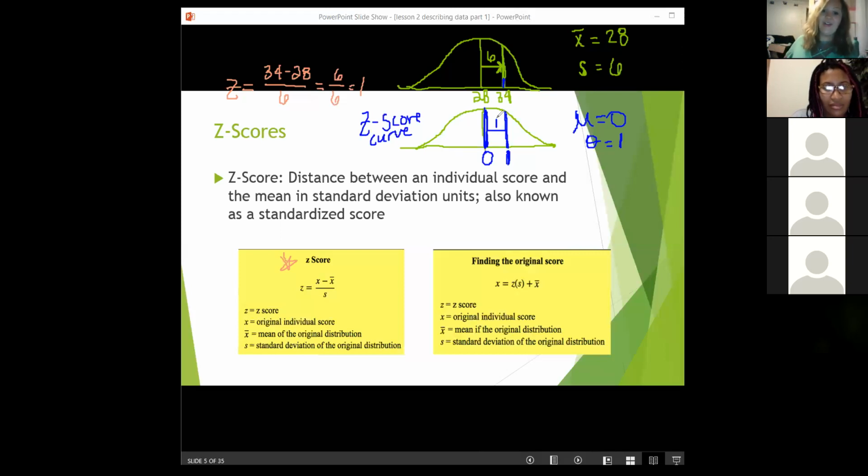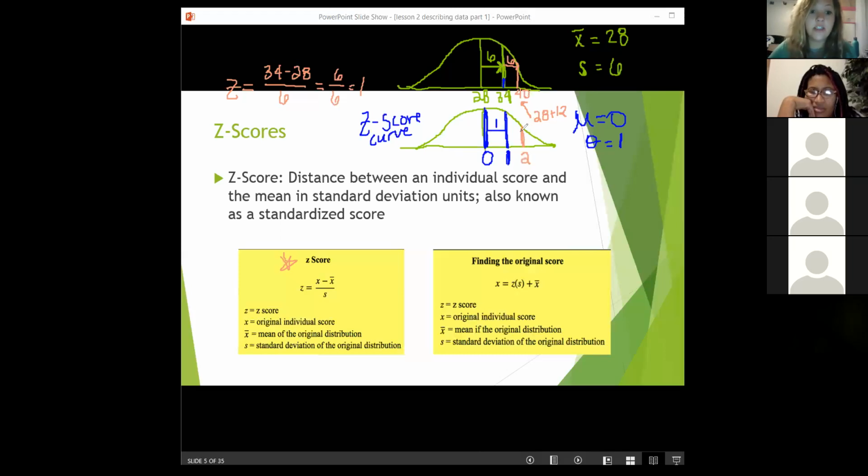But, okay, I hope the visual helps. I'm showing you how you're just looking at the position of your original score as if the mean was 0 and the standard deviation was 1. If I go over 2 standard deviations, that's another 6, so I add 12: 28 plus 12, my mean plus 2 standard deviations. That'll be 40.